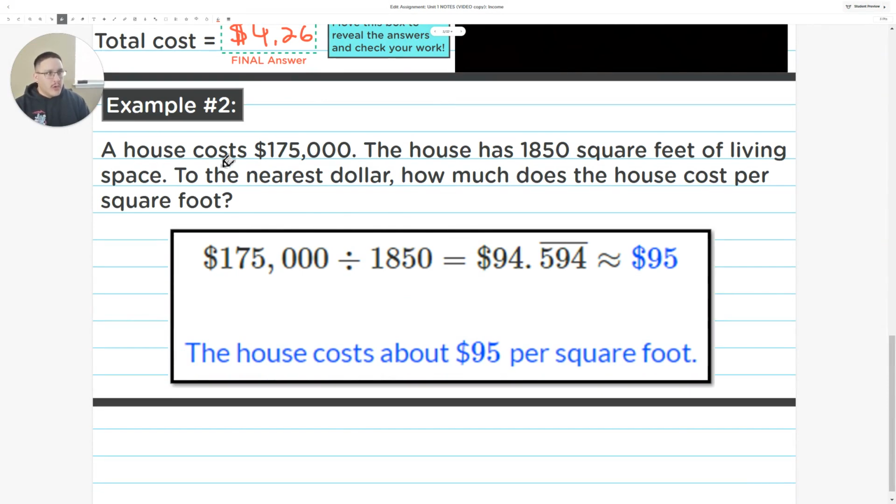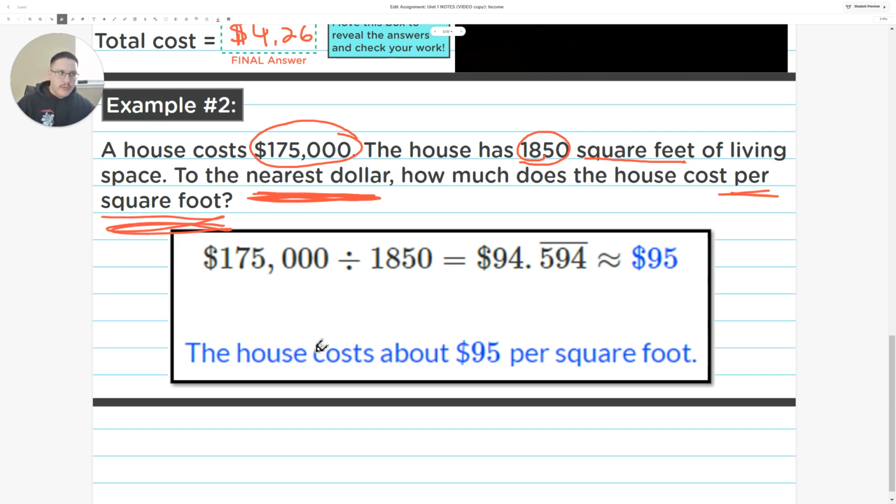Now we know the total cost of the house is $175,000. The house has 1,850 square feet of living space. To the nearest dollar, how much does the house cost per square foot?